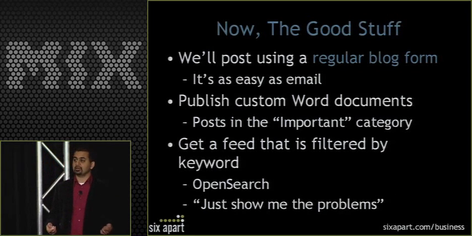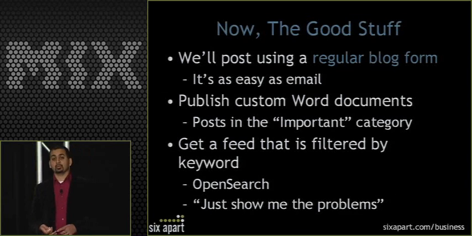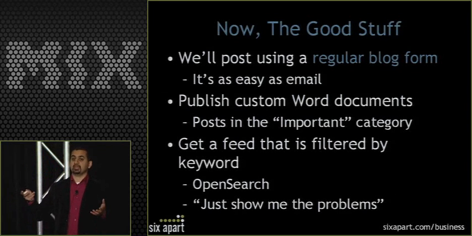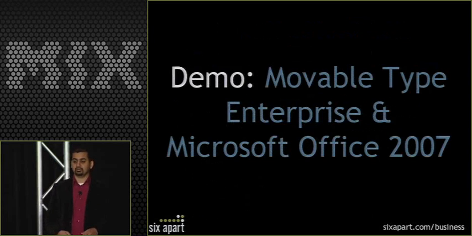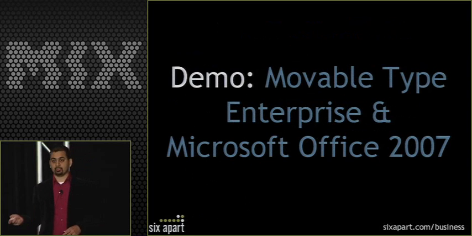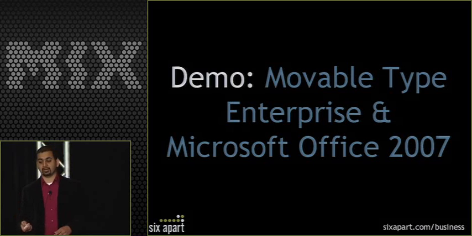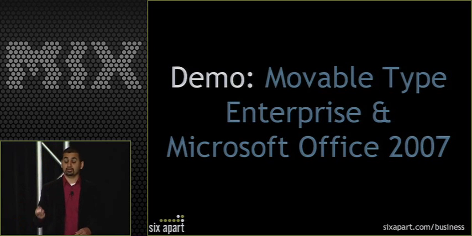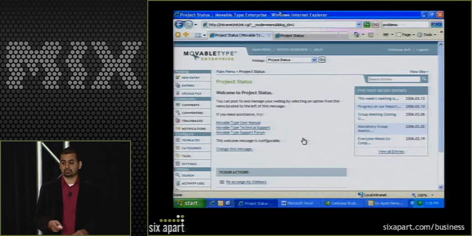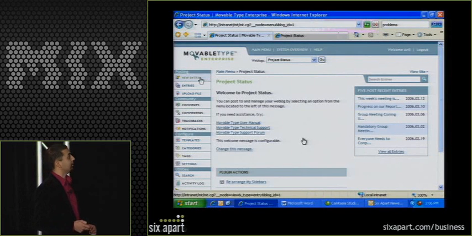And in the same way, the managers that are worried about feed overload, oh my God, how am I going to subscribe to all this stuff? We're going to use the new open search functionality that's built into Office 2007 and IE7 and Windows Vista, and we're going to let them say, just show me the entries and the blogs that actually have relevance to me. So here's a demo of Movable Type Enterprise, which is our business blogging product, working with Microsoft Office 2007's document and RSS features.